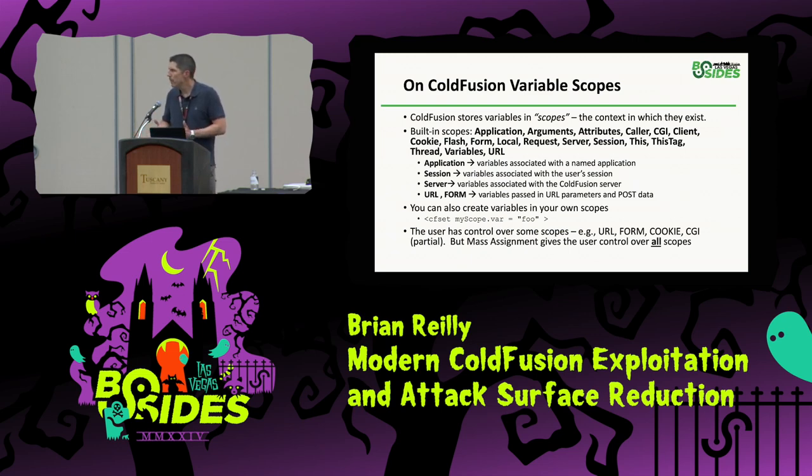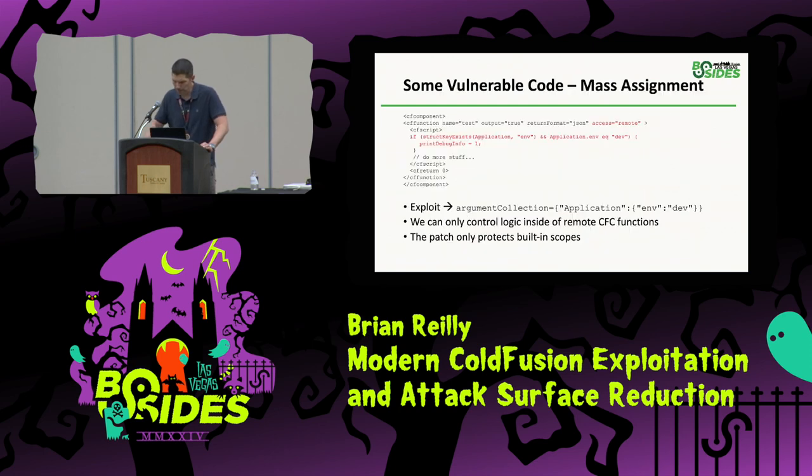So custom code can create scopes and store variables in there. By design, it's well known that the user can control a lot of these scopes. Things like the URL scope and the form scope are documented sources of untrusted inputs. So before you use them, developers know you need to check these, and that these are unsafe, these are tainted. But mass assignment would give an attacker control over any scope, even the ones that they shouldn't be able to directly control.